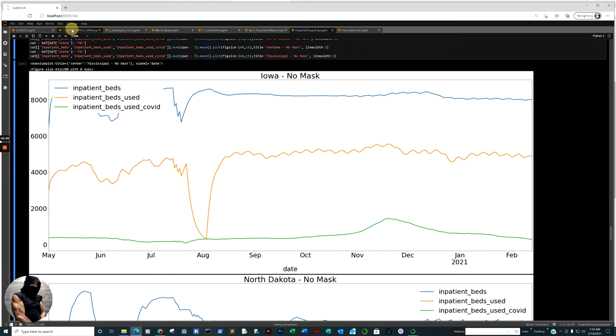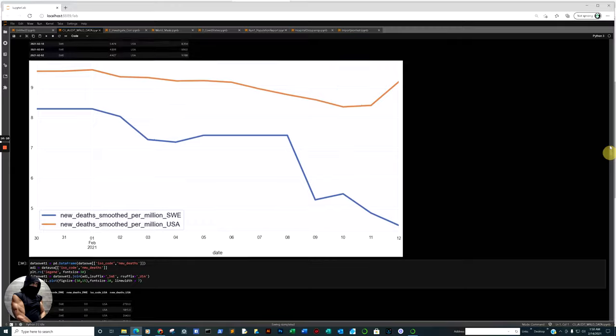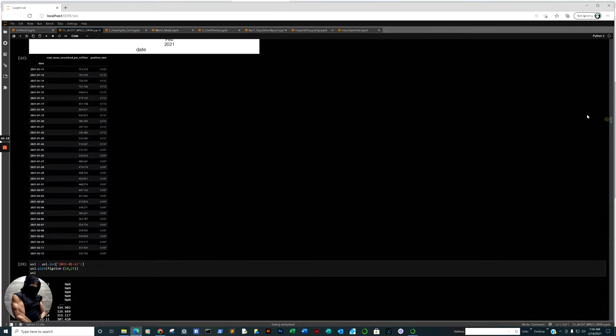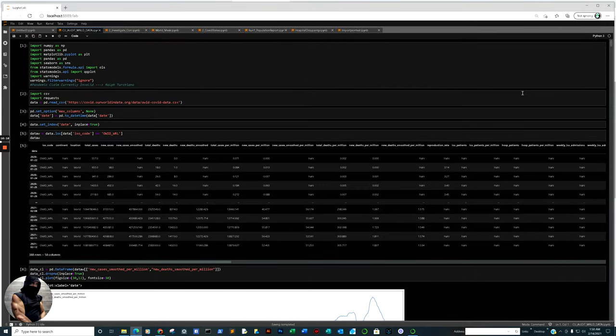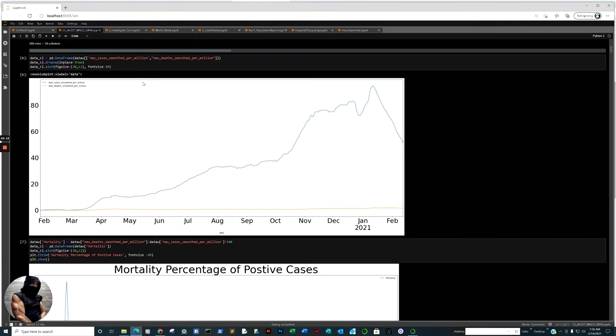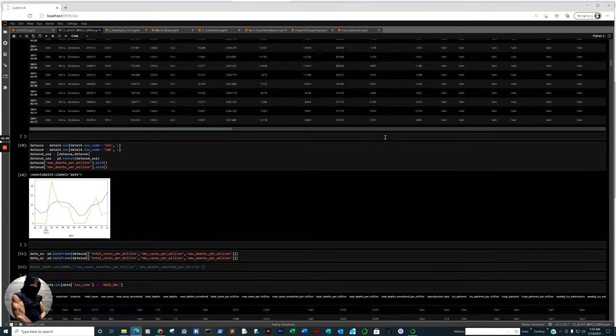Let's start with number one, COVID Auto World. All right, so here we go. Running to the top. And let's see what we got here. Again, I'm looking at it for the first time, as all of you are. New cases per million, new deaths per million. There's a drop. Mortality percentage of positive cases, looking at the whole planet. There, it's beginning to rise.